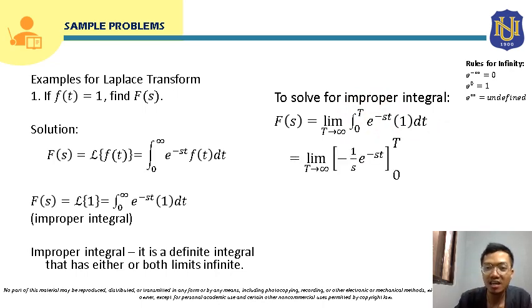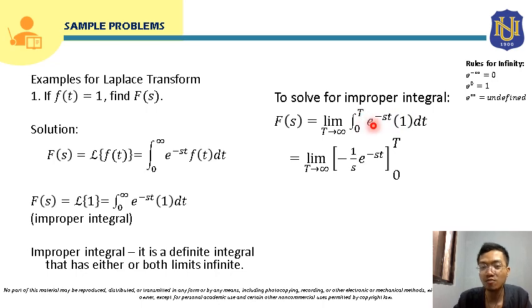To solve this, we will integrate first and then solve for its limit. As we can see here, the variable is t, so we will integrate with respect to variable t. Meaning, variables other than t are constant. This variable s here is actually a constant, so we will treat s as constant. So this will just be e raised to negative st times dt, since this is just multiplied by 1.